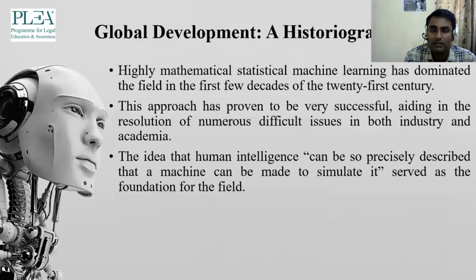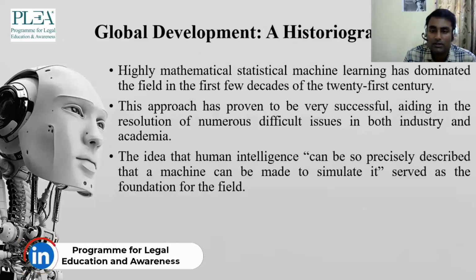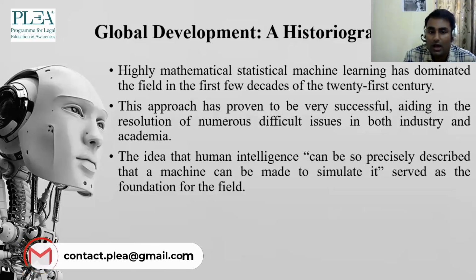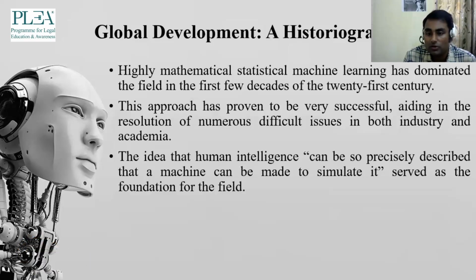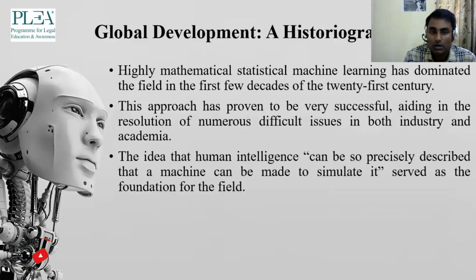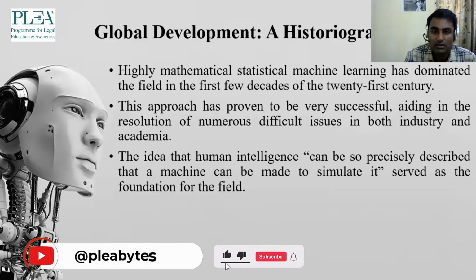Highly mathematical statistical machine learning has dominated the field in the first few decades of the 21st century, because this is the newest form. This approach has proven very successful, aiding in the resolution of numerous difficult issues in both industry and academia. The idea that human intelligence can be so precisely described that a machine can be made to simulate it served as the foundation for the field. So this is the history of global development.